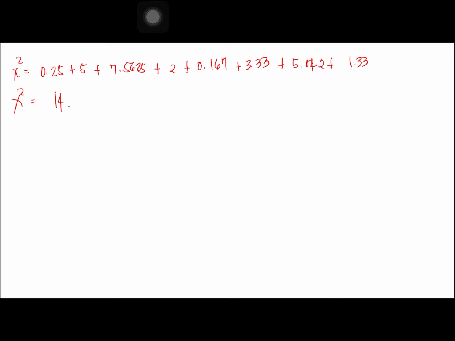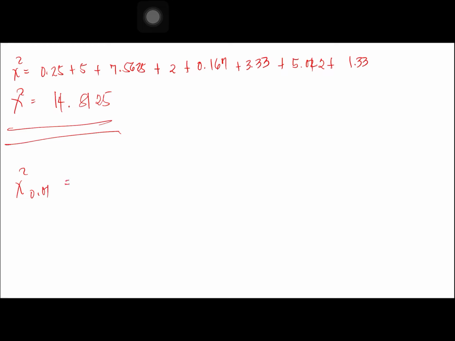Okay? So here we have chi-square is equal to 0.25 plus 5 plus 7.5625 plus 2 plus 0.167 plus 3.33 plus 5.042 plus 1.33. Okay? So our chi-square is 14.8125.